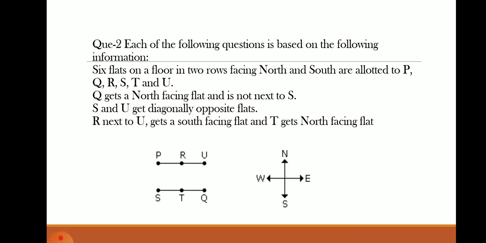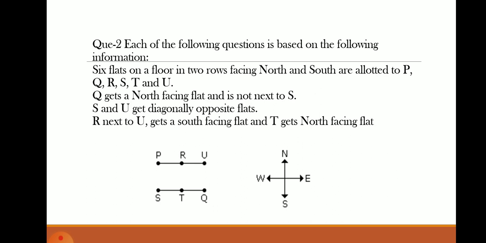S and U get diagonally opposite flats. Yes, S and U are diagonally opposite flats. R is next to U. Yes, R is near to U. Next to U means it is near to U, close to U. It is correct. U gets a south facing flat. Yes, both are having south facing flats. And T gets a north facing flat. T is also a north facing flat. That's why the positions of all these flats are correct.